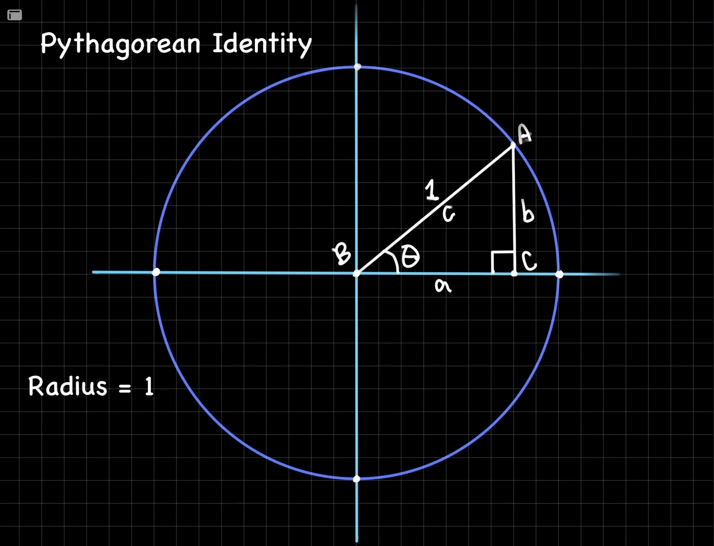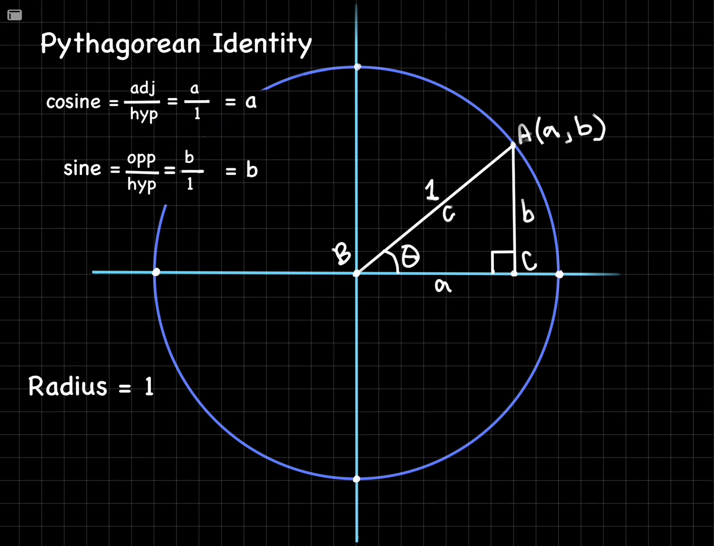The x-coordinate of point A is equal to the length of side A. The y-coordinate is equal to the length of side B. Now let's consider the trigonometric ratios. By definition, the cosine of angle theta is equal to the adjacent side over the hypotenuse. So side A over 1 is equal to A. The sine of theta is equal to the opposite side over the hypotenuse, which is side B over 1, which is also equal to B.